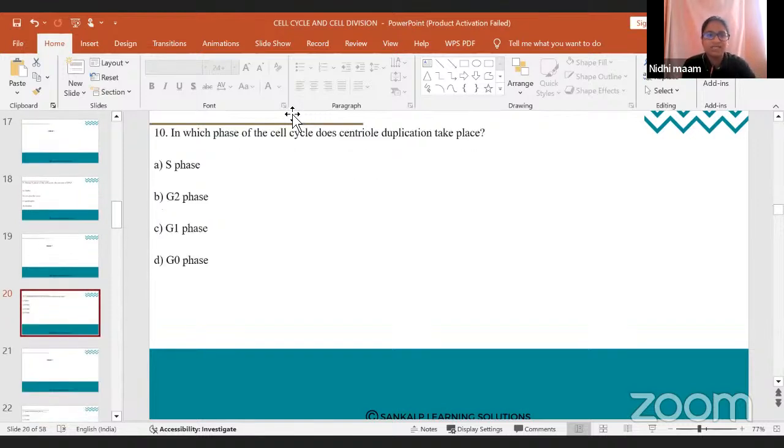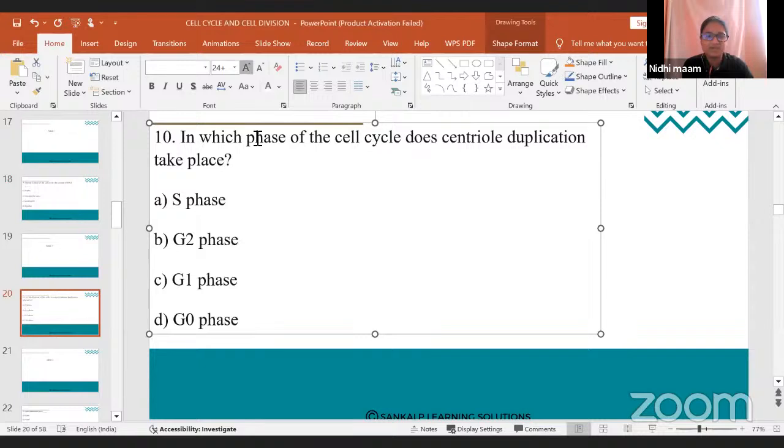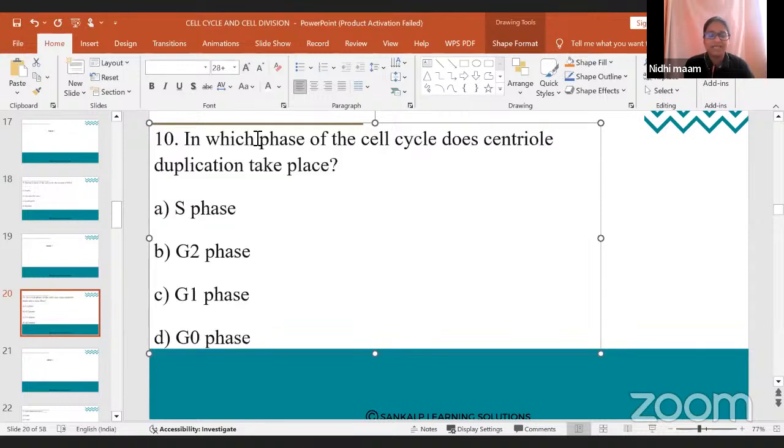Next question. In which phase of the cell cycle does centriole duplication take place? A is S phase, B is G2 phase, C is G1 phase, D is G0 phase.